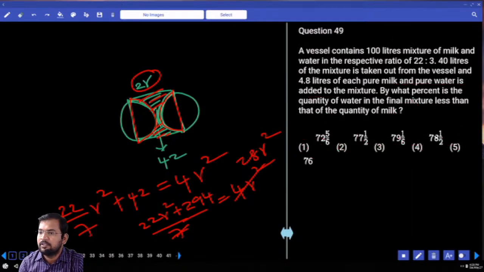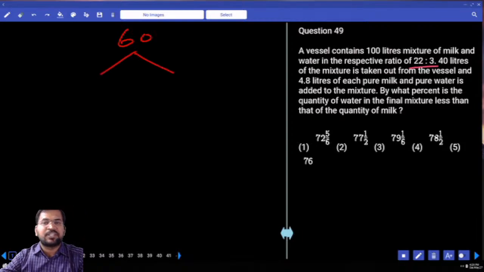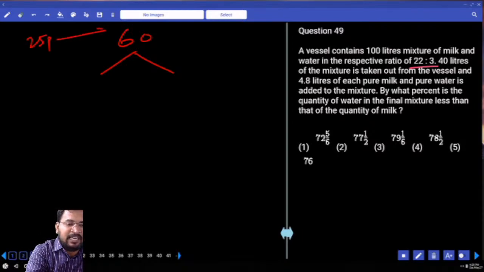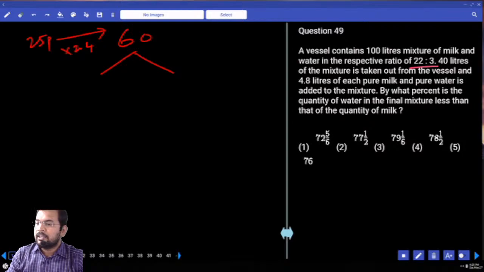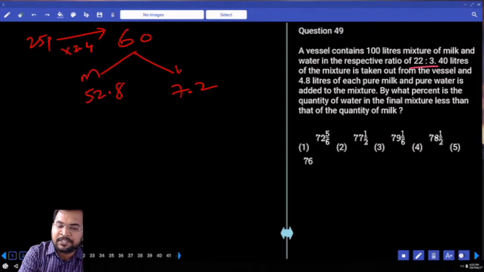A vessel contains 100 liters of mixture of milk and water in the respective ratio of 22:3. 40 liters of this mixture is taken out from the vessel. The remaining is 60. The ratio is 22:3 na. 25 parts is 60, so each part is 2.4. 25 into 2.4 is nothing but 60 only. Then 3 parts is how much? 7.2. Remaining will be 52.8. One is milk, another one is water.